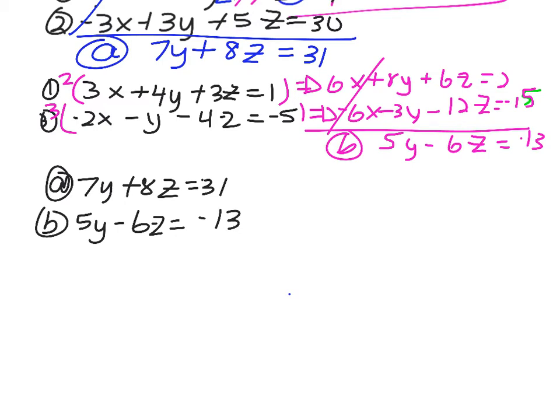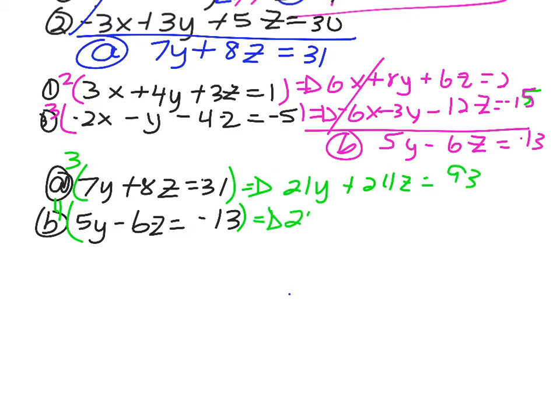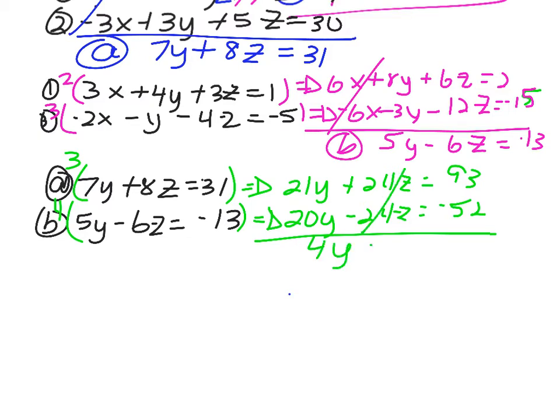Okay, so now I'm going to multiply the top equation by 3 and the bottom equation by 4 so that I can eliminate the z's. So I'm going to get 21y plus 24z equals 93, and the bottom one by 4 is 20y minus 24z equals negative 52. Okay, so we're going to add them together. So we have here 41y, the z's cancel, equals 41. Divide both sides by 41, and we get 1.